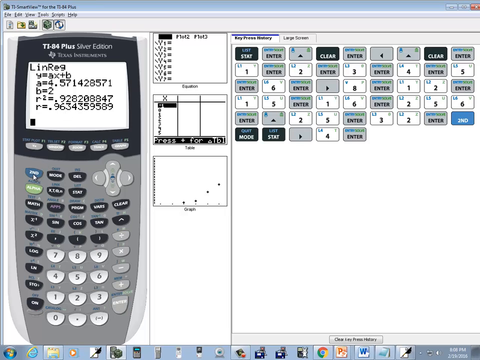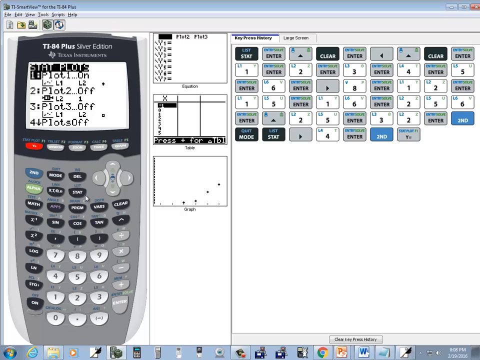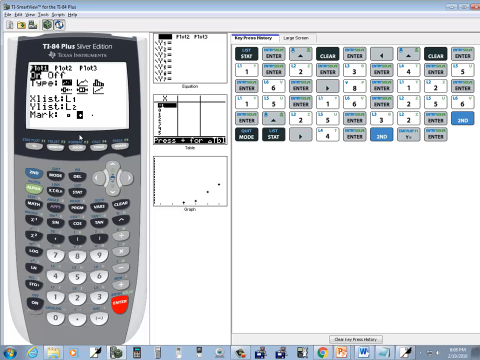So now if I go to second Y equals, press Enter on plot 1, and I want to choose on. So if it's not already chosen, do an Enter on it, and then down arrow, and I want to choose the one that looks like plotting points. Press Enter on that, and you want this as L1 and L2, and then you do Zoom 9.